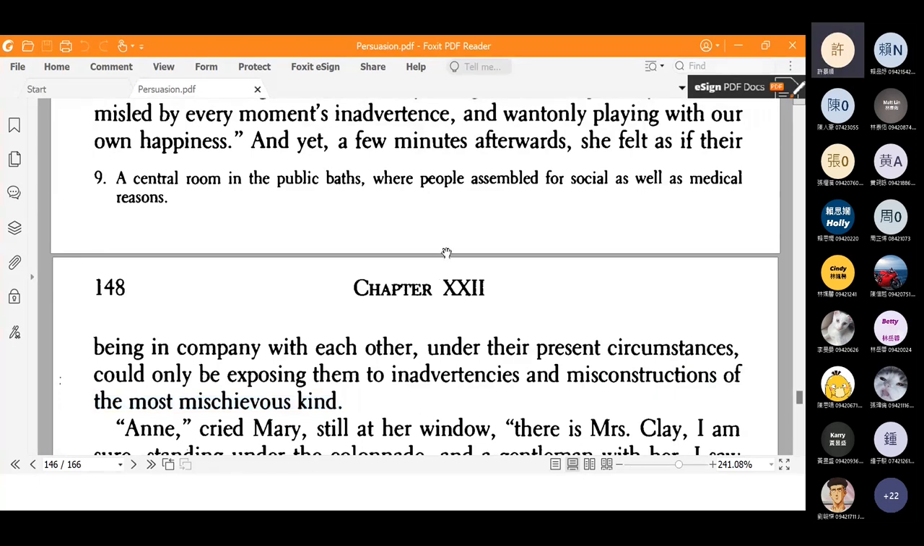So she tries to comfort herself, but when she really pays attention to the situation, she thinks that this situation is exactly the kind of situation that would create more trouble between her and Captain Wentworth. They're together in a room, but they can't talk privately, and Wentworth doesn't even want to talk to her.